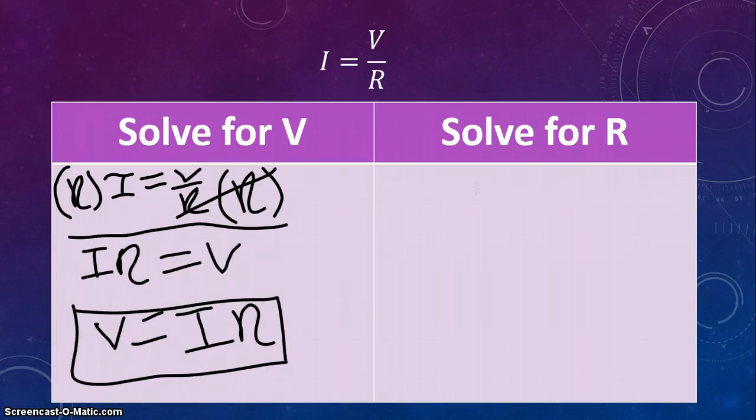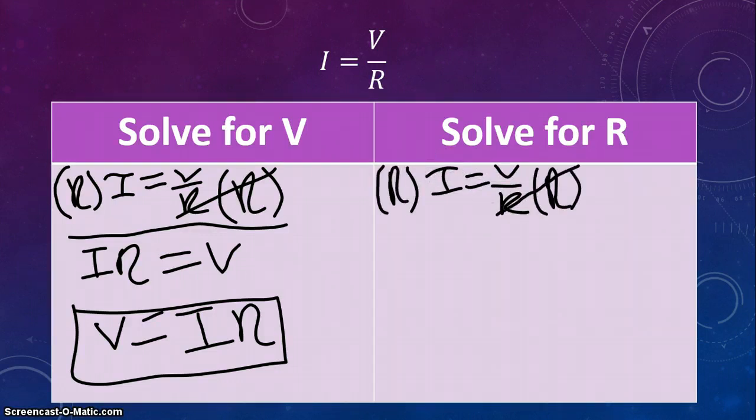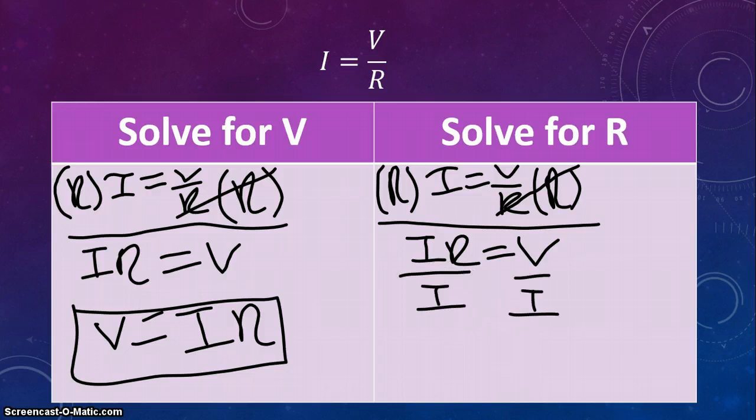Now, solving for R, I put the original problem, I again multiplied both sides by R, and on the right side it cancels out. So I get I times R is equal to V. I then divided both sides by I to get my answer, so my answer is R = V/I.